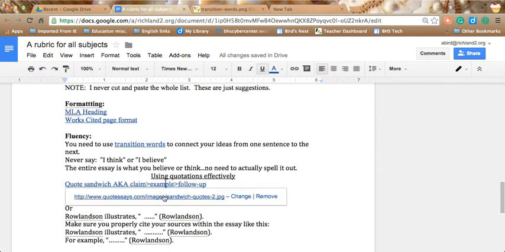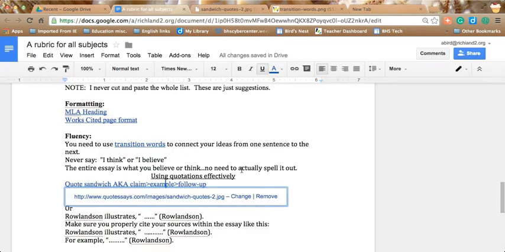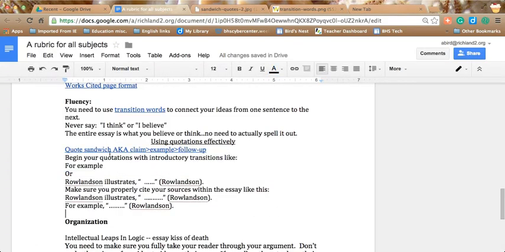Sometimes students have a hard time understanding how a quote should look in their document, so here's a sandwich for your visual learner. If that doesn't work, I will deliberately show them how I would put the quote in the essay.